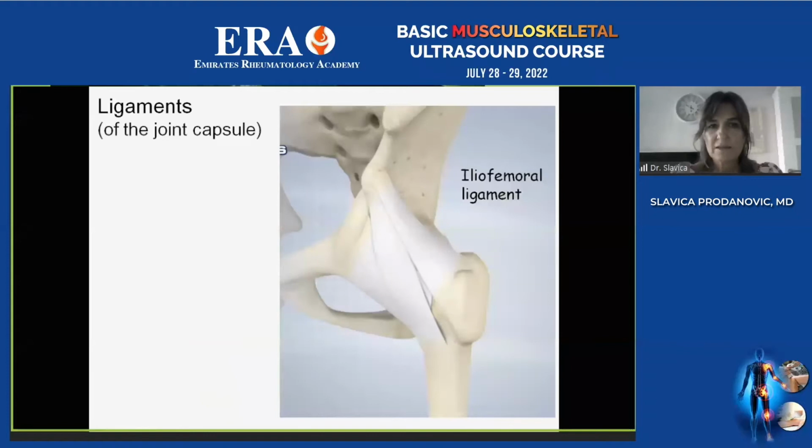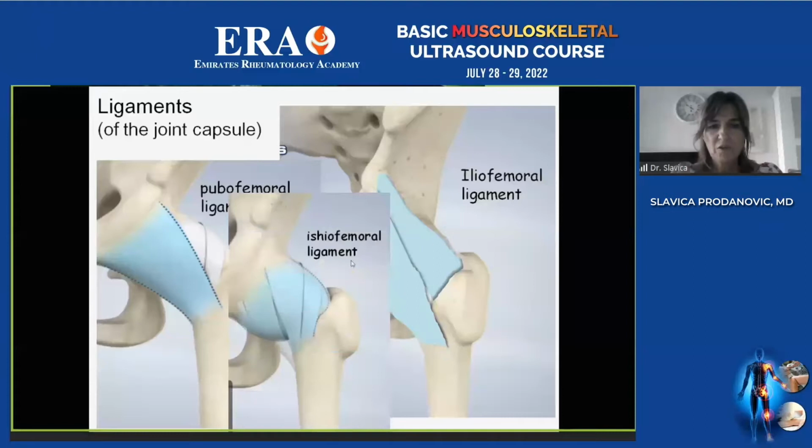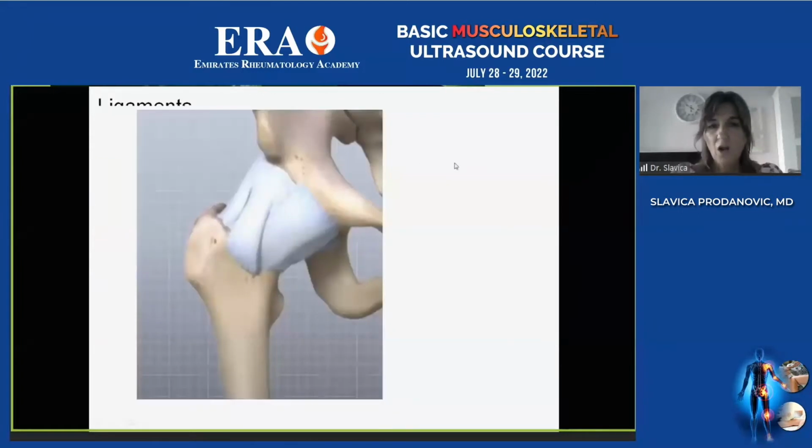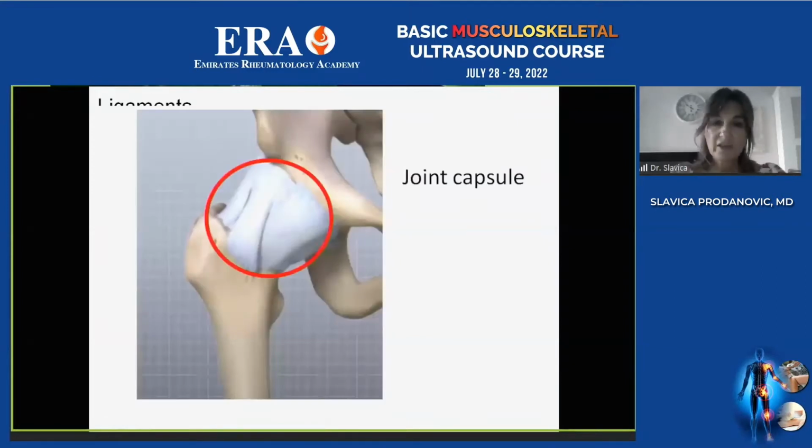What about the ligaments of the joint capsule? We have three main ligaments. From the anterior side, we have the iliofemoral ligament, which is Y-shaped. Then from the inferior side, we have the pubofemoral ligament. Then from the posterior side, we have the ischiofemoral ligament. All those ligaments are very strong and, as you can see, participate in building the joint capsule. So it's very important for hip movement, of course.